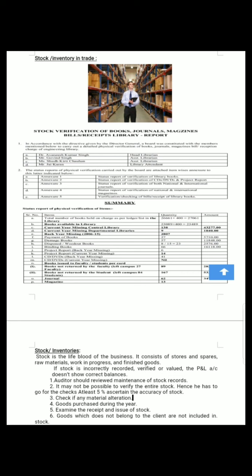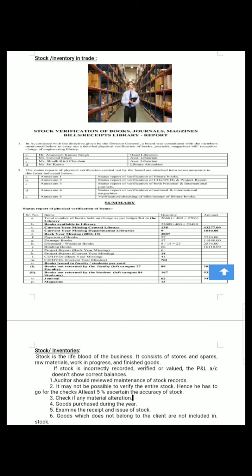But in the case of a large-scale business, a large warehouse, where a large stock is available, it is very difficult for an auditor to manage verification of the stock in trade. So at that time, a minimum of 5% of the stock should be verified and it should be accurate. There should be accuracy in the stocks. So at least then we come to a conclusion that the other stock is maintained in the right way.